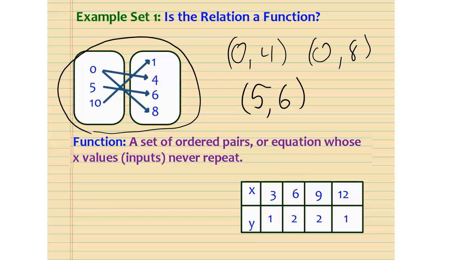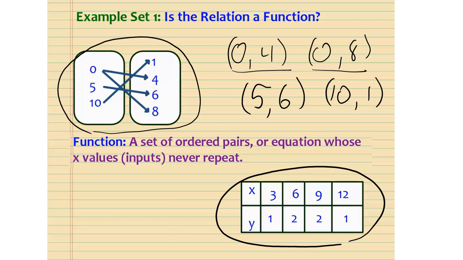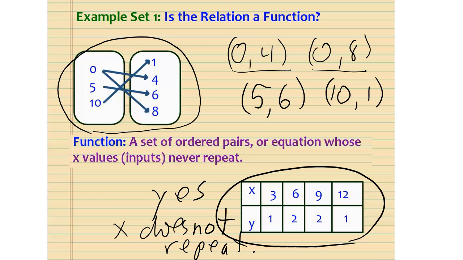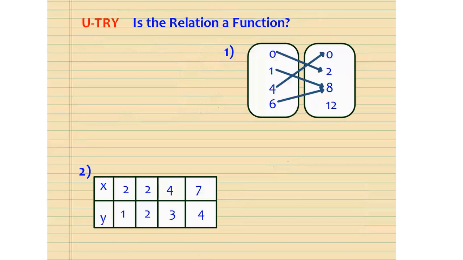The other two ordered pairs are 5, 6 and 10, 1. But when the x repeats and you have different y's, it is not a function. So, is this relation a function? Yes, it is, because x does not repeat. Here's your first U-try. The question is the relation a function?